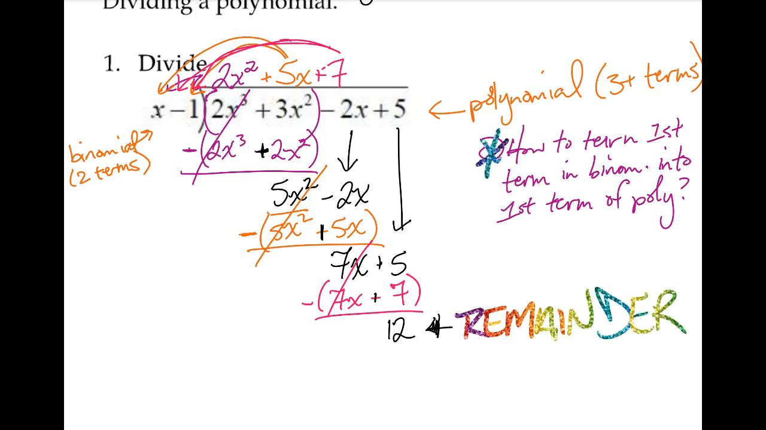So this is really the goal of each step, how to turn the first term of the binomial into the first term of the polynomial. Your remainder is what you're left with at the end, along with this is your solution, or like the whole, or how many times.